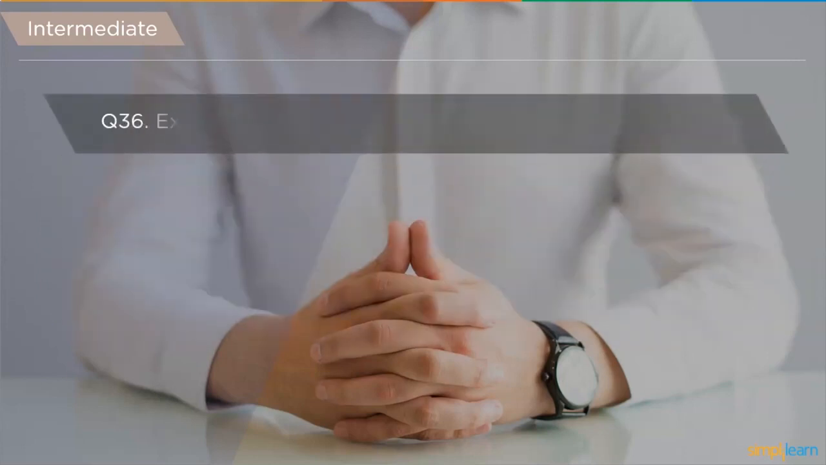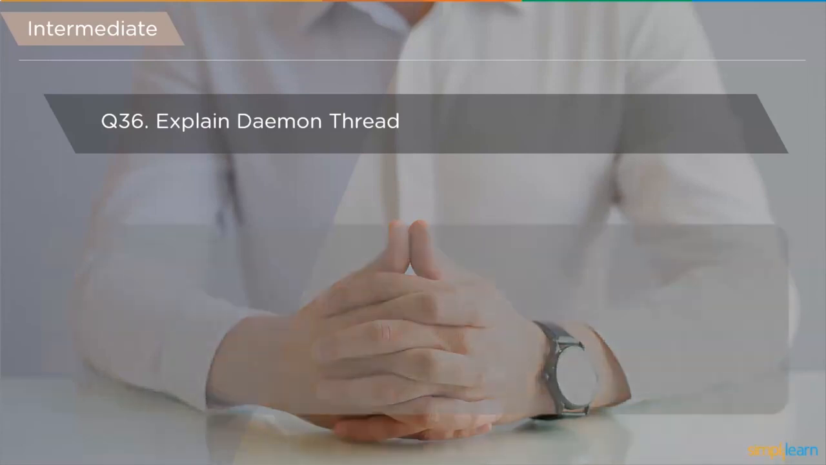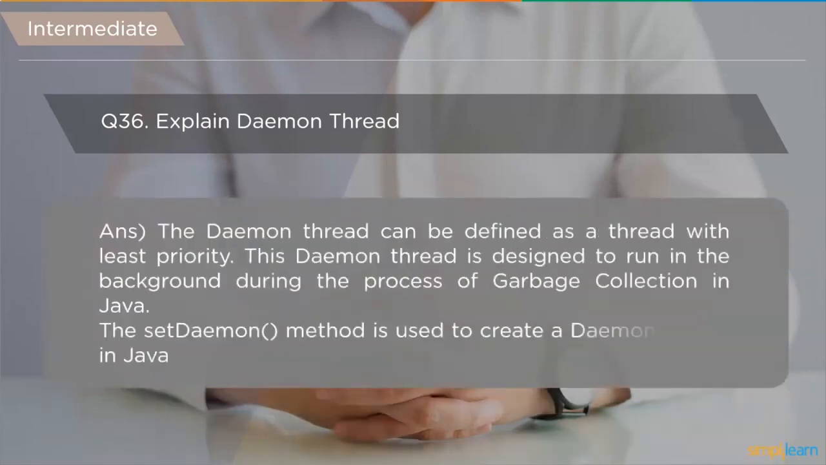Now the next question is, explain daemon thread. So the answer for this question is, the daemon thread can be defined as a thread with least responsibility. The daemon thread is designed to run in the background during the process of garbage collection in Java. The setDaemon method is used to create the daemon thread in the Java programming language.